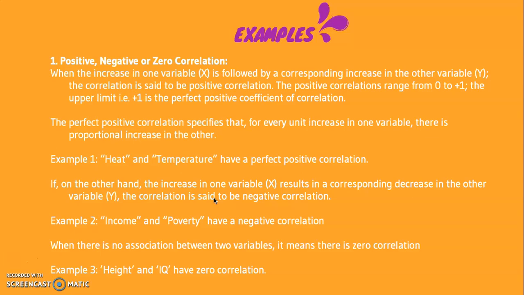Lastly, when there is no association between two variables, it tells you that there is zero correlation. A good example of this can be seen between your height and your IQ. Your height in any way does not tell us how intelligent you are, because there is no correlation at all between your height and how intelligent you are.